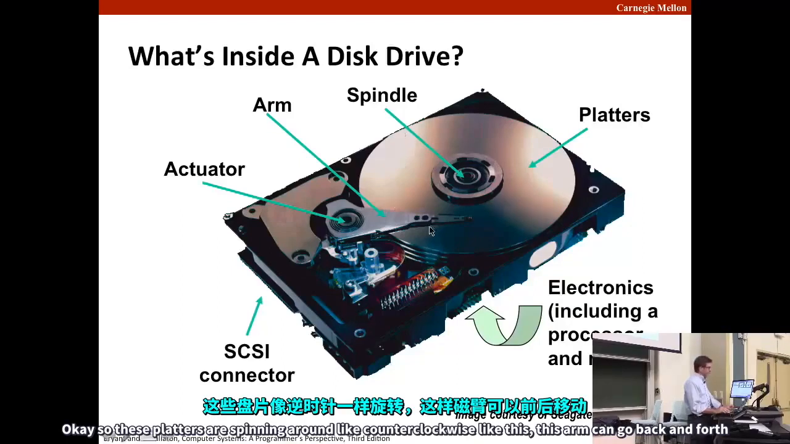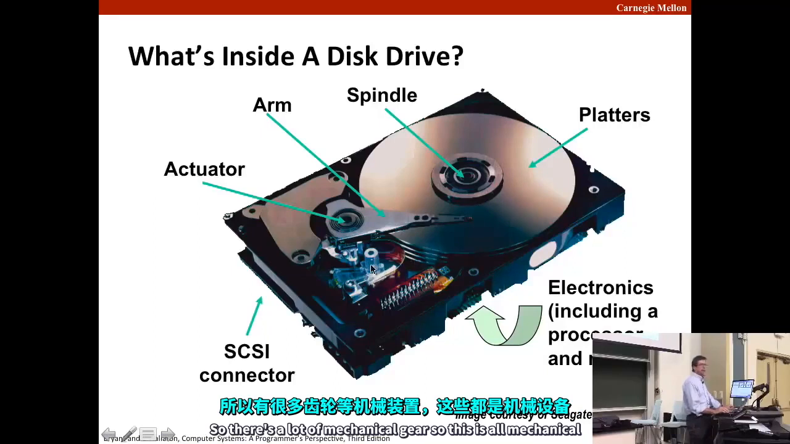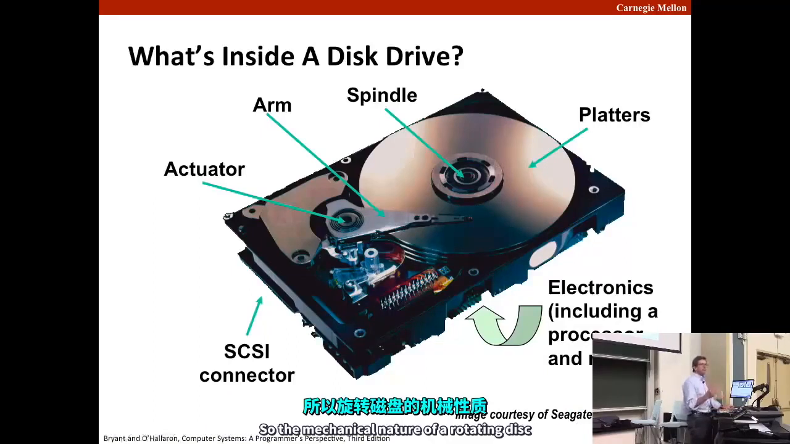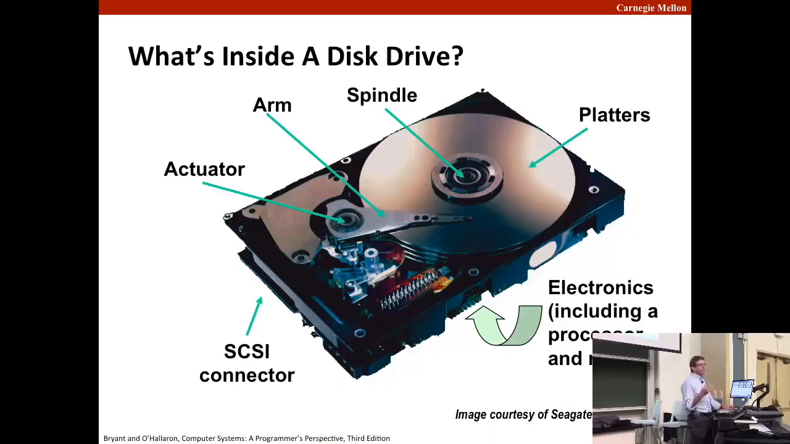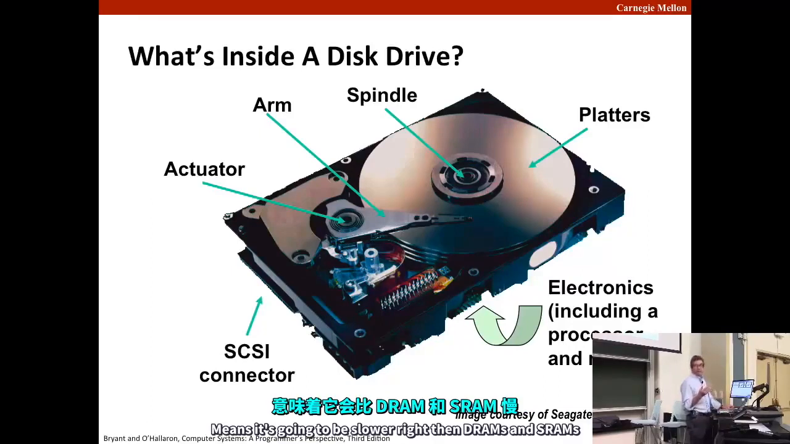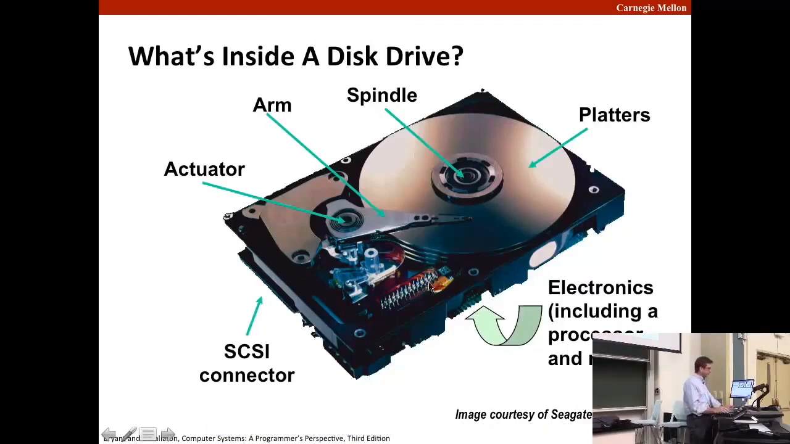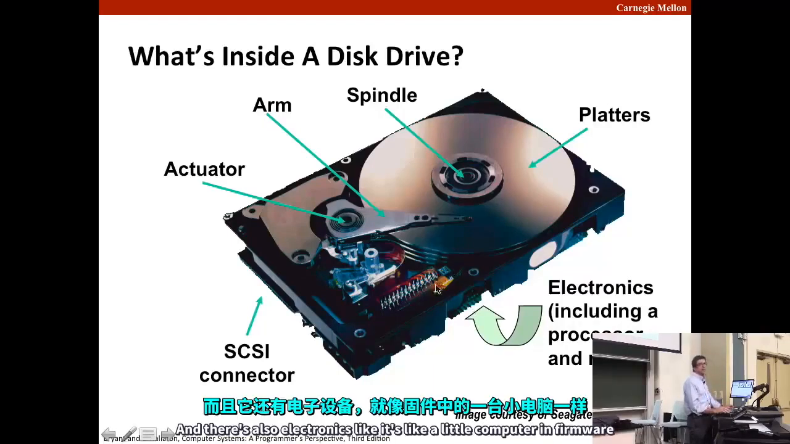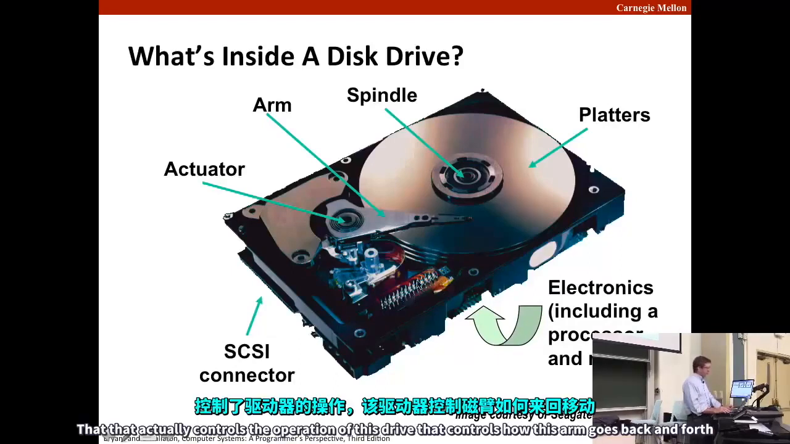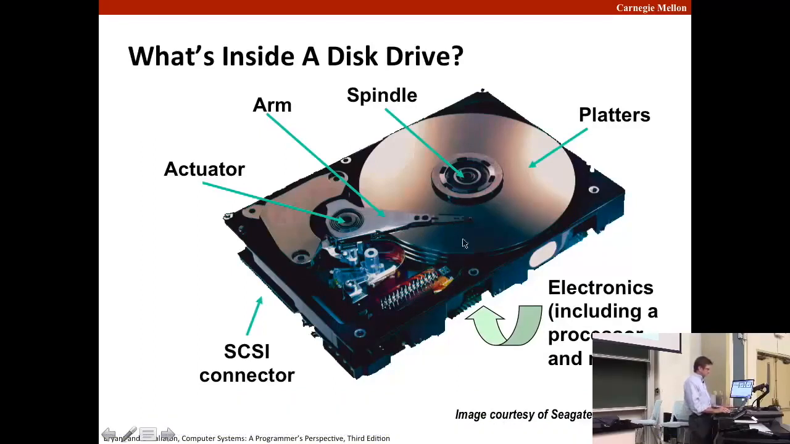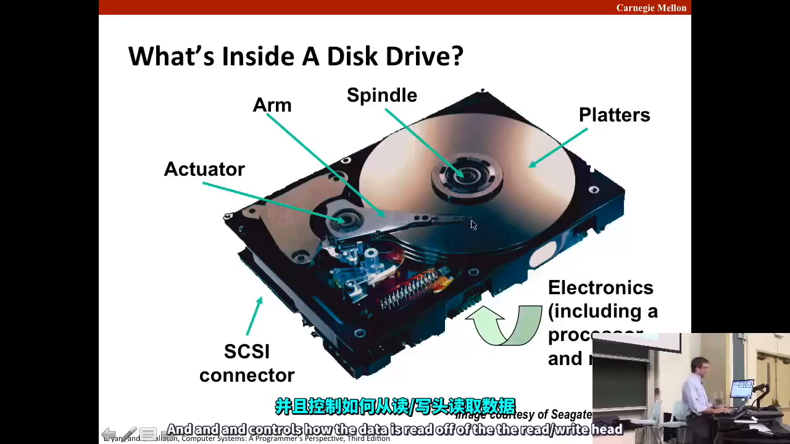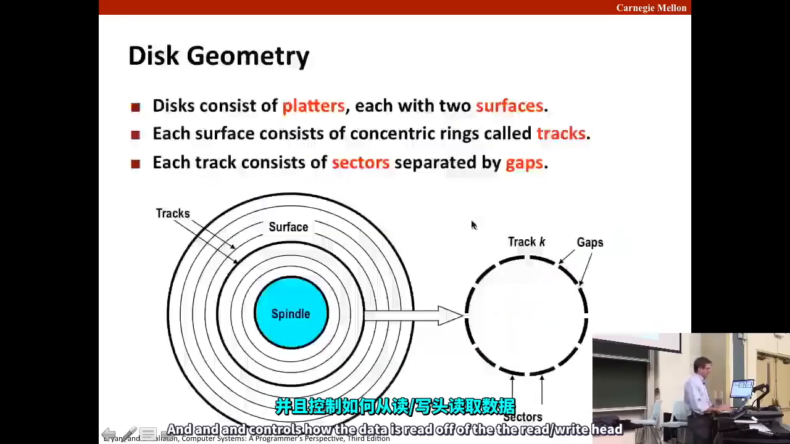Okay, so these platters are spinning around counterclockwise like this, and this arm can go back and forth. So there's a lot of mechanical gear. So this is all mechanical. The mechanical nature of a rotating disk means it's going to be slower than DRAMs and SRAMs. And there's also electronics, like a little computer in firmware that actually controls the operation of this drive, like how this arm goes back and forth and how the data is read off of the read-write head.